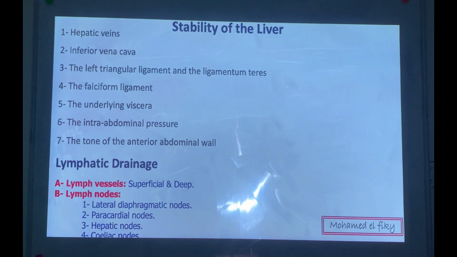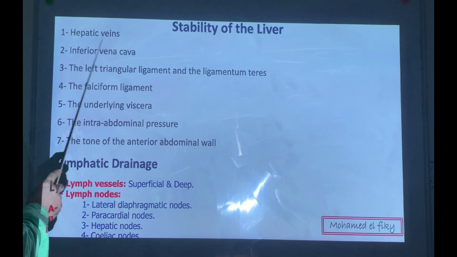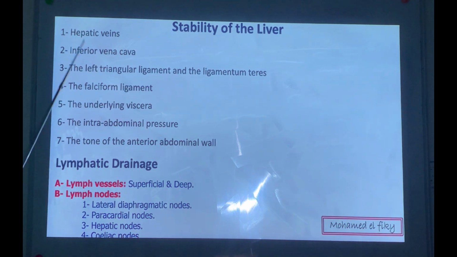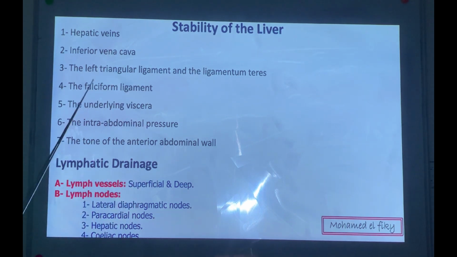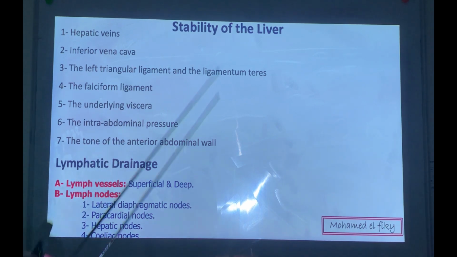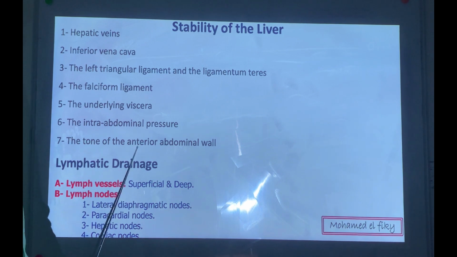The hepatic veins are the most important factor in the stability of the liver. The hepatic veins suspend the liver in the inferior vena cava. This is the most important factor. Then the triangular ligament, the ligamentum teres, and the falciform ligaments, the underlying viscera and surrounding organs, intra-abdominal pressure, and the tone of the anterior abdominal wall.